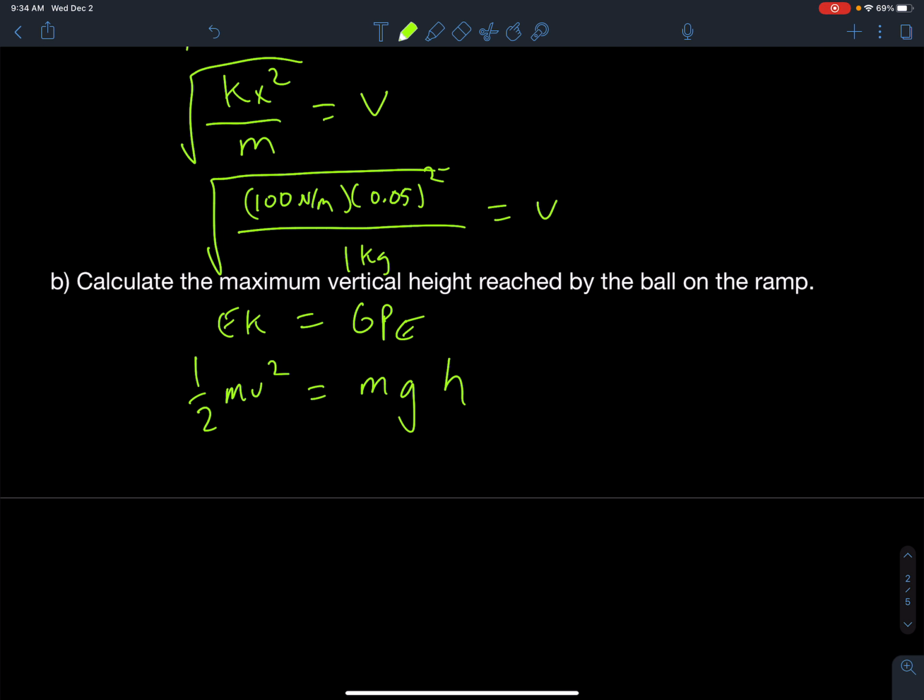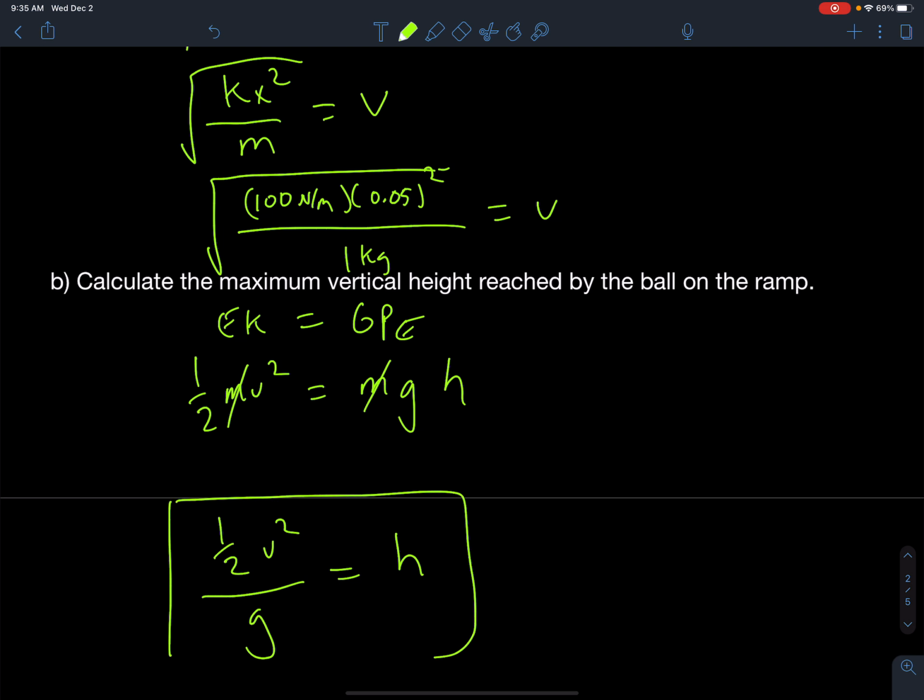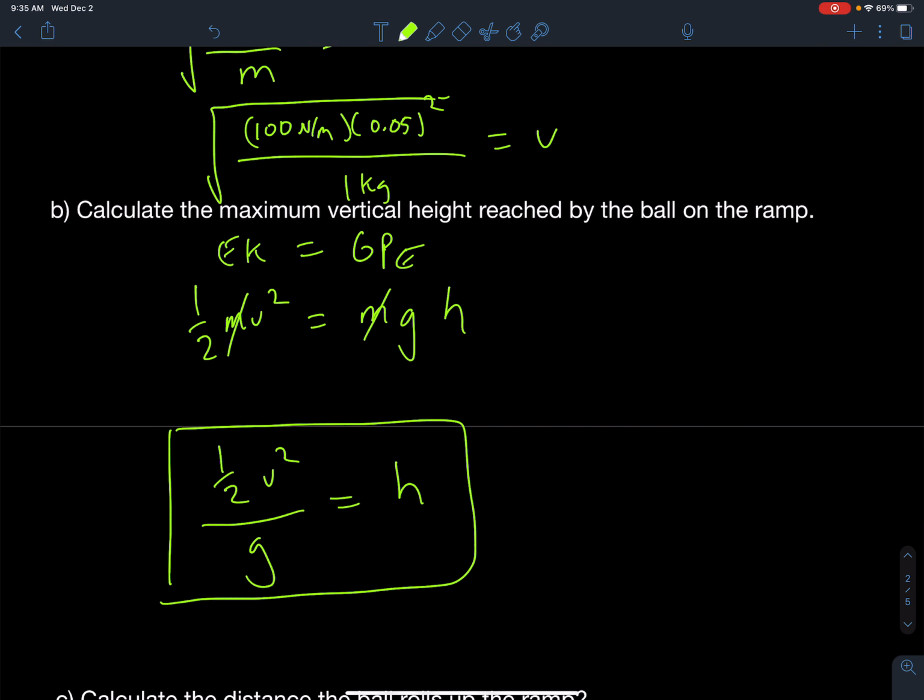Now the interesting thing here is the m's will cancel out, all right? And if I want to calculate h, I have 1/2 v squared over g is going to be equal to h. Okay, and so that's the equation that I just developed. I've solved for v up here, so I can plug that in here, and I divide by g, and I'll be able to calculate h.